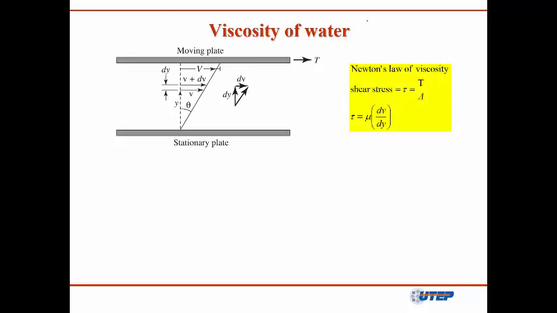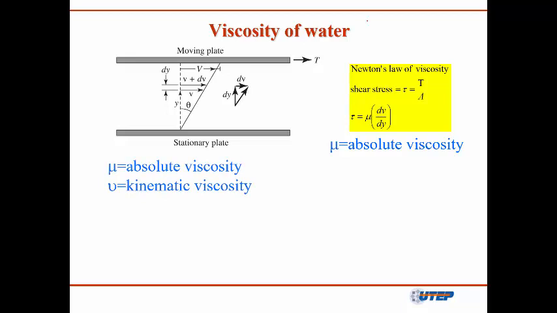Okay, so that's the shear stress, and viscosity of water is related to the shear stress. Look in your book for the definitions of the shear stress, which is force over the area. And so the mu is the absolute viscosity, and the nu is the kinematic viscosity. And this is really important, and they are related by the density, as you can see.